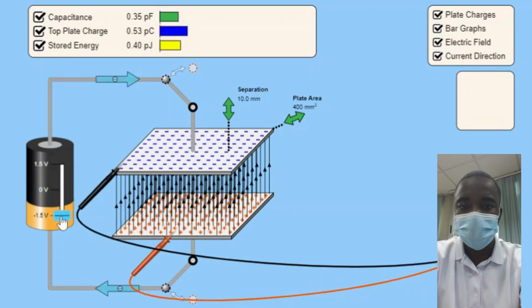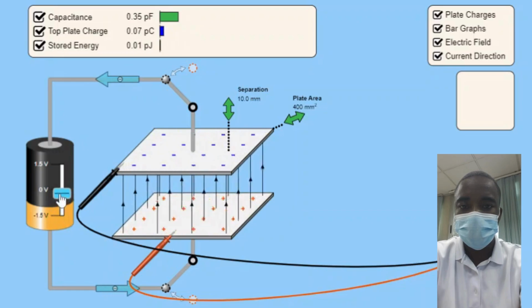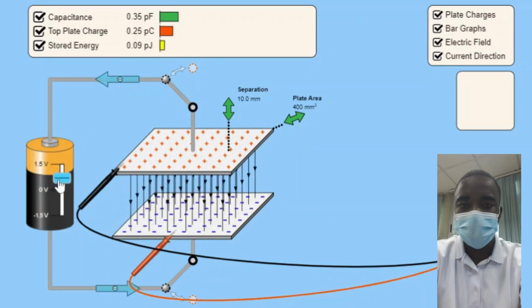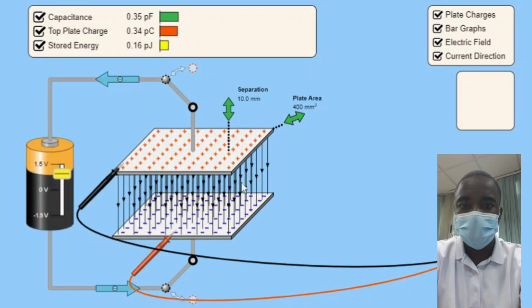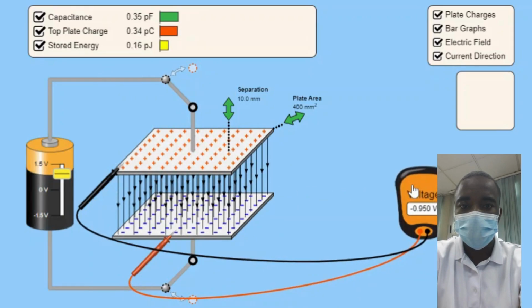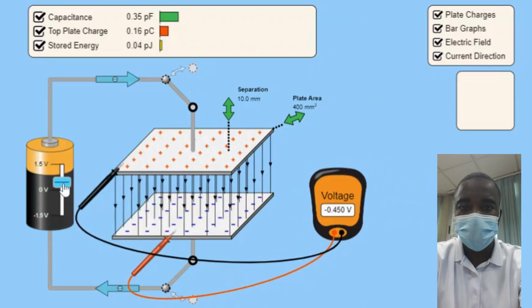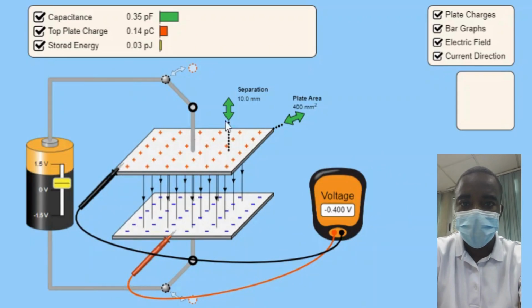The capacitor simulation allows students to explore the relationship between capacitance and plate separation. By adjusting the distance between the plates, students can observe how the capacitance changes. As the distance between the plates increases, the capacitance decreases, and vice versa.